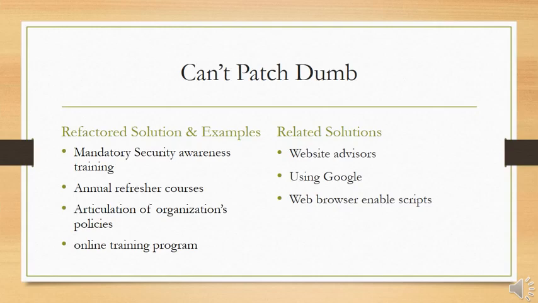In the next field, we have the refactored solution and its examples. Security awareness training should be mandatory for every person in an organization. Training should be completed before a person is given computer access, and then the organization should conduct annual refresher courses. The courses should include training on social engineering skills as well as internet safety. The training should articulate the organization's policies on what information can be divulged to which group of customers or co-workers.